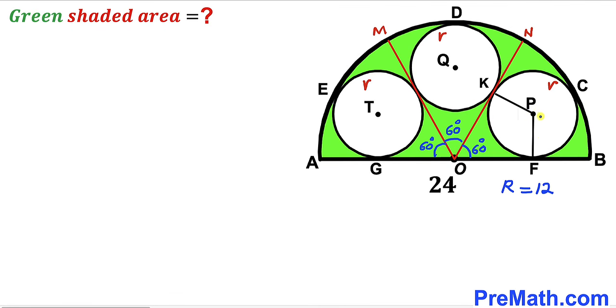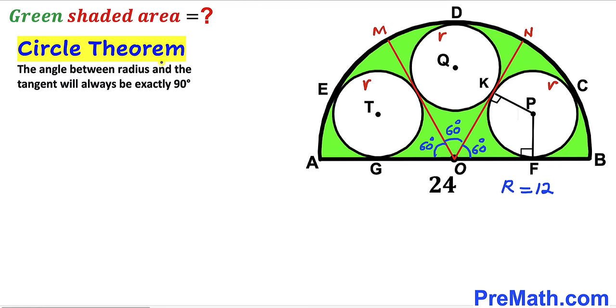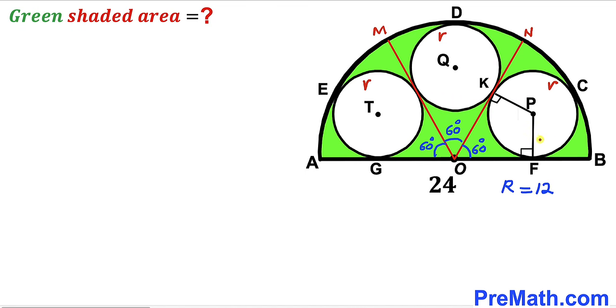In this next step, I have connected this center P with these points of tangency F and K. Now let's recall the circle theorem. According to this theorem, the angle between the radius and the tangent line will always be 90 degrees. So this angle is going to be 90 degrees and this angle is going to be 90 degrees as well. These are our radii and these are our tangent lines, and I am going to label this radius PF as lowercase r, and likewise radius PK as lowercase r as well.